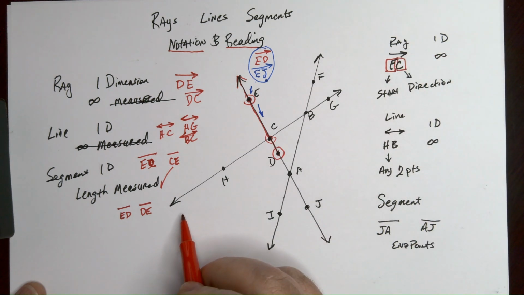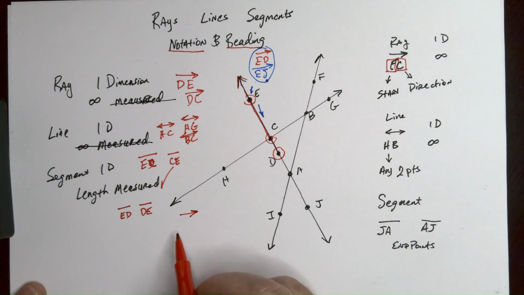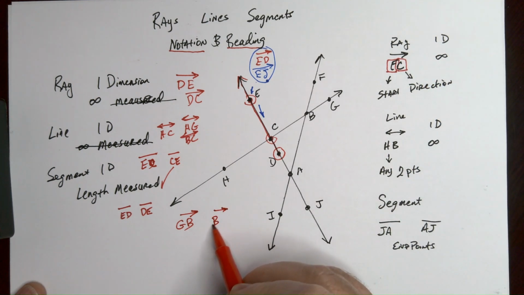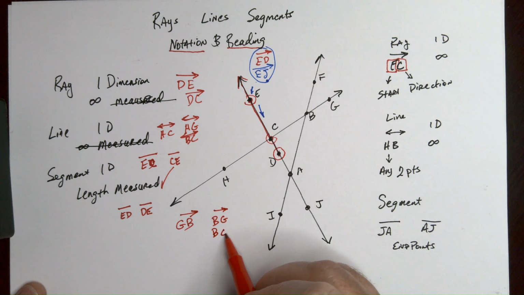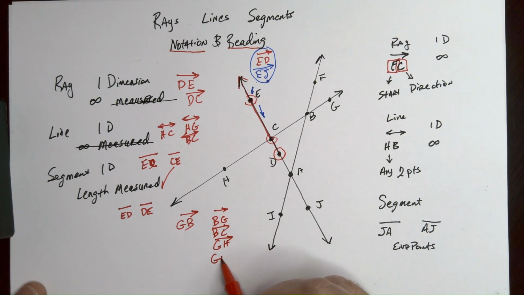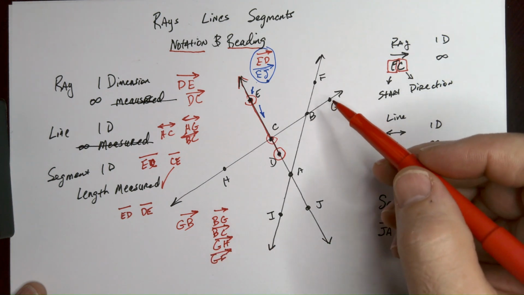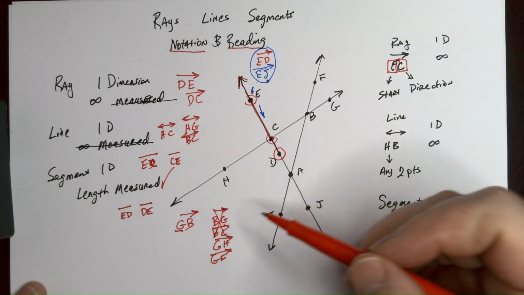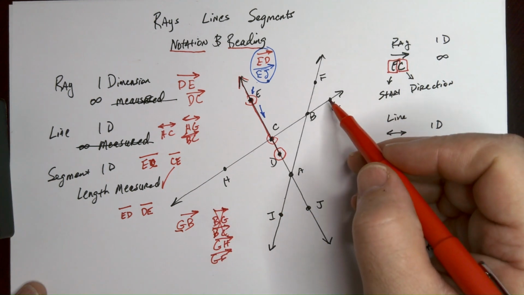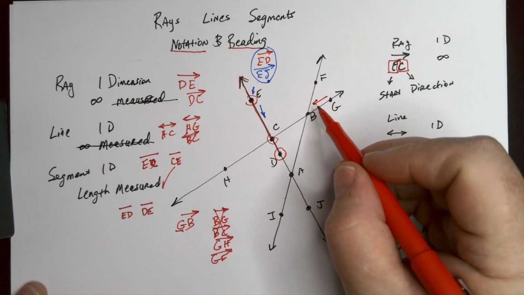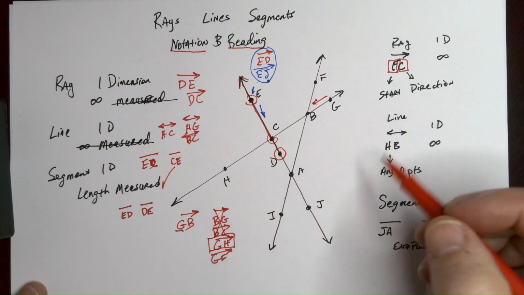All right, so let's talk about this real quick. Let's say we're going to talk about ray GB. Can you see where that is? Which of these is the same as GB? BG, BC, GH, or GF? Which of these rays is the same? Well, because this starts on G, these two don't start on G, they both start on B, so those cannot be it. So it's got to be one of these two. GH goes the same direction as GB. You see it starts here and goes this way, so GH would be it, right?